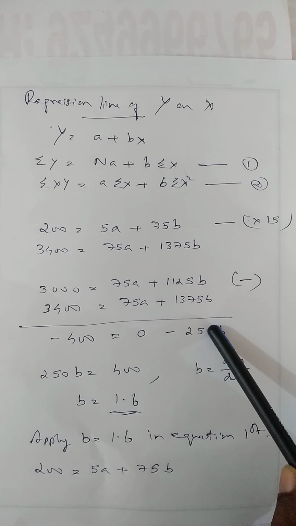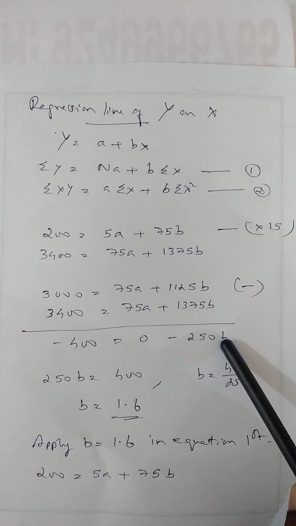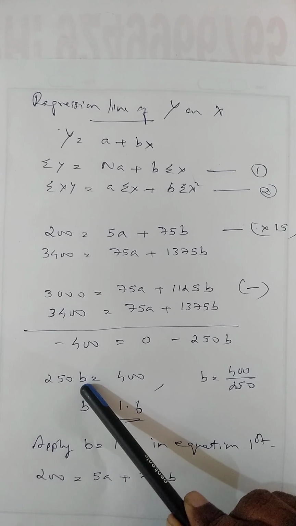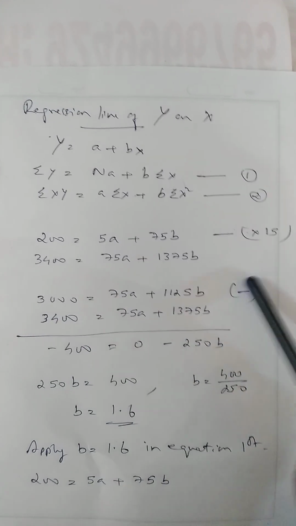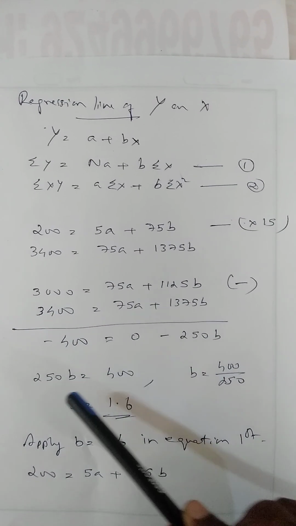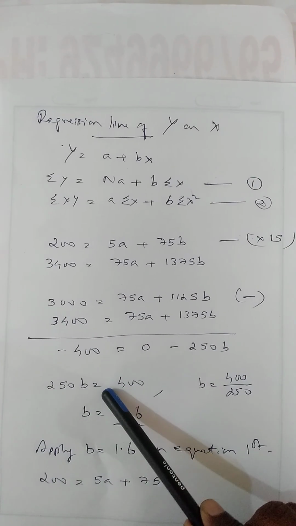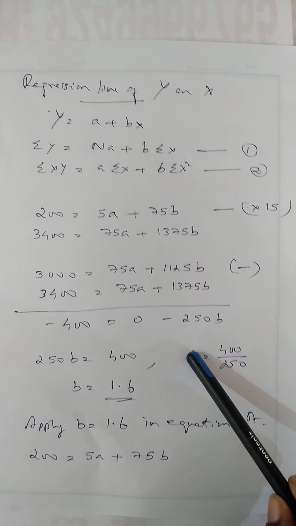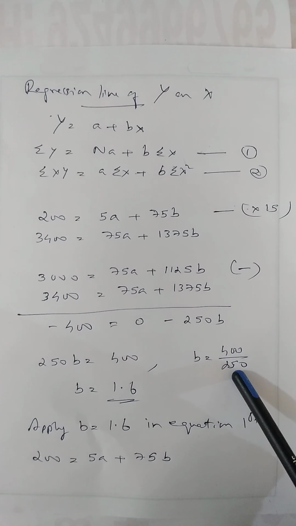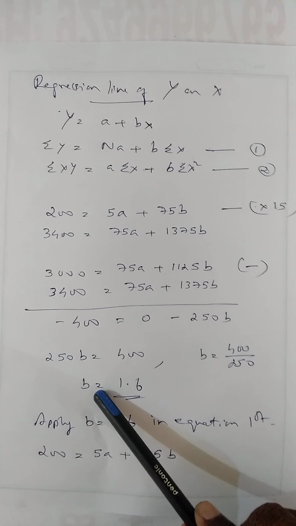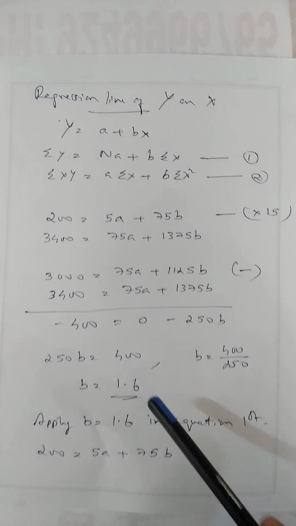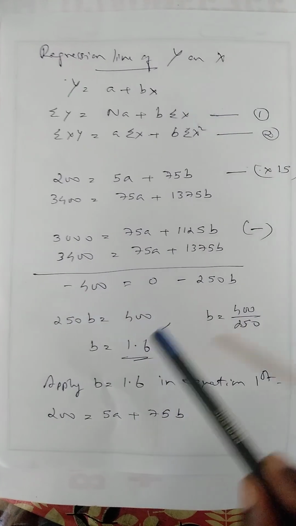I took the minus 250b to the left hand side of the equation. It becomes plus 250b. And this minus 400 to the right hand side becomes plus 400. Therefore 250b is equal to 400. Now the value of b is equal to 400 divided by 250. We got b is equal to 1.6. Now we got the value of b as 1.6.